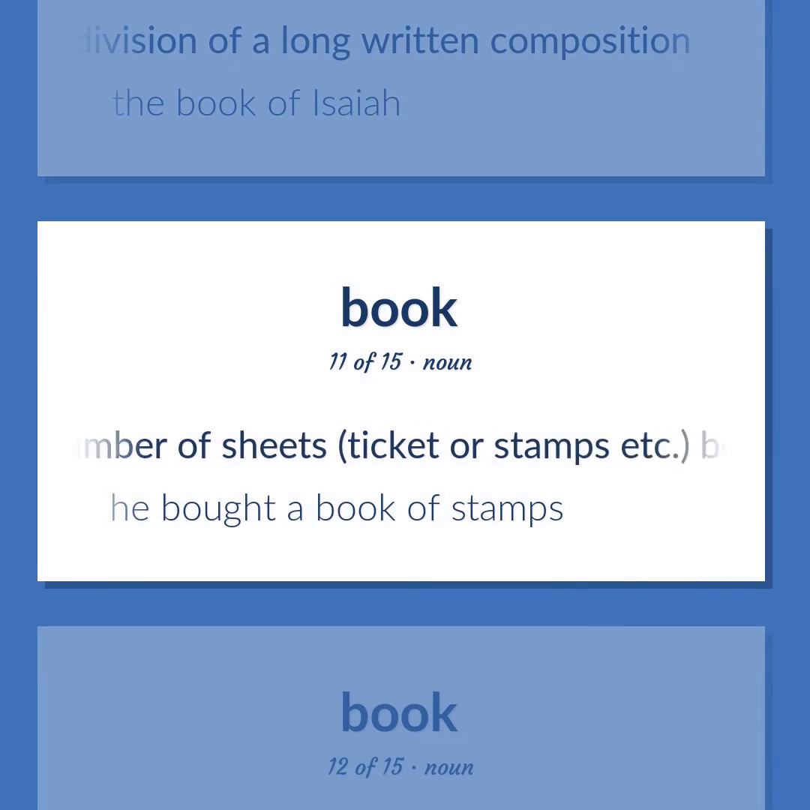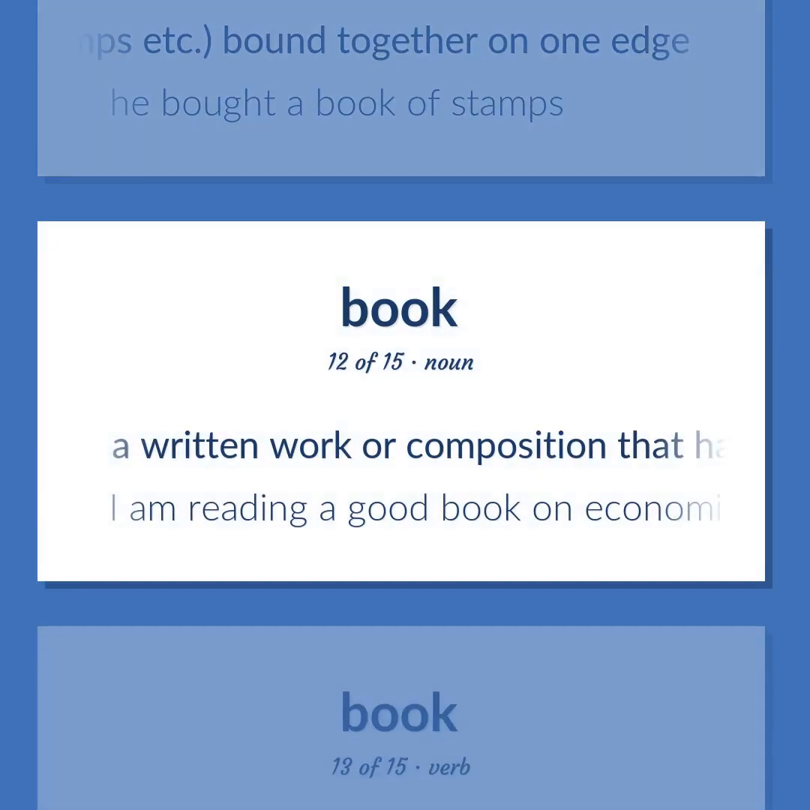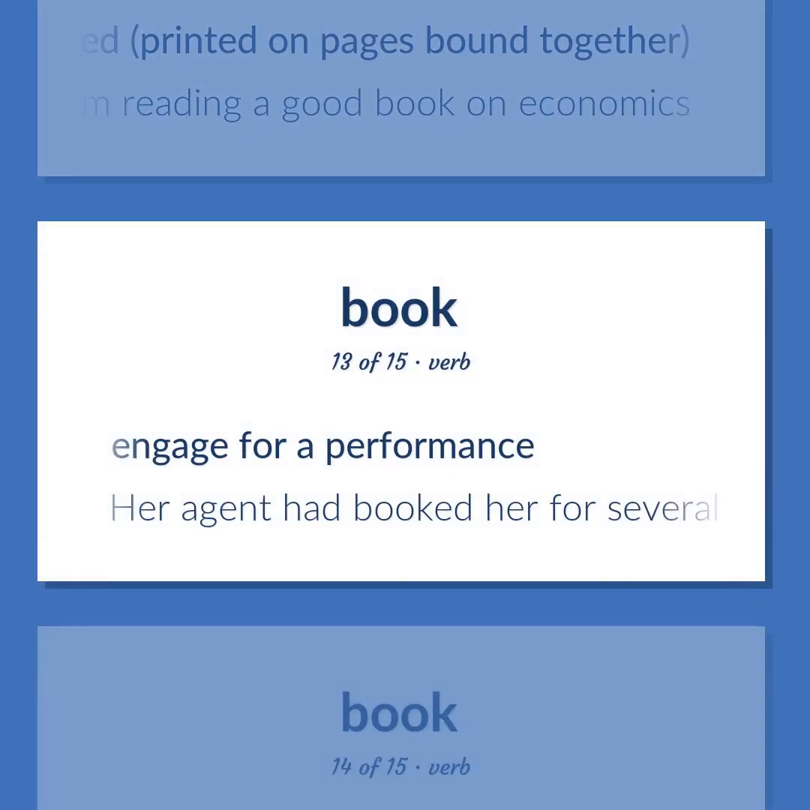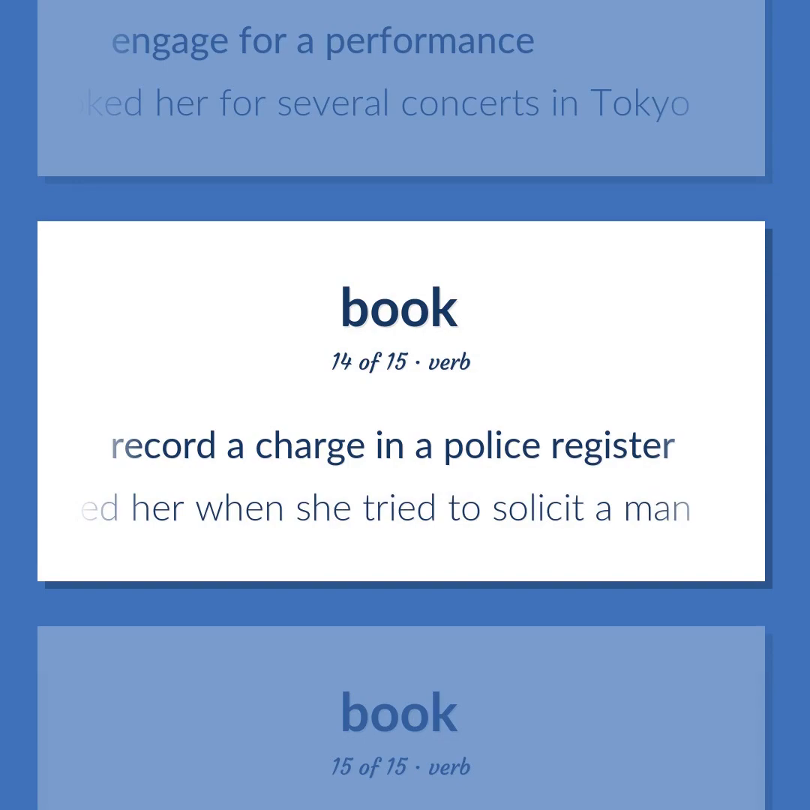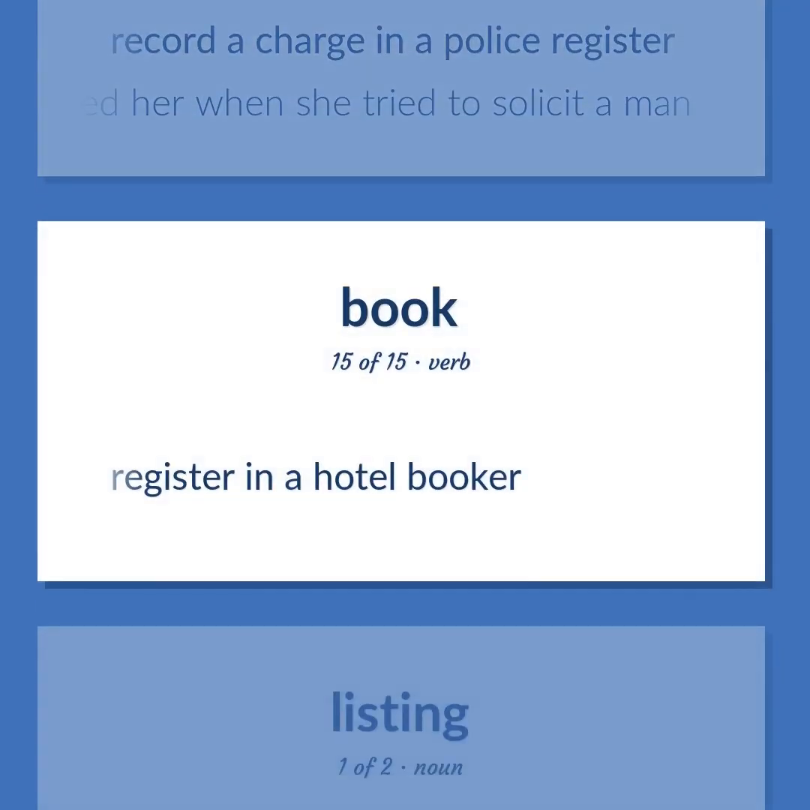A number of sheets, tickets or stamps, etc., bound together on one edge. He bought a book of stamps. A written work or composition that has been published, printed on pages bound together. I am reading a good book on economics. Engage for a performance. Her agent had booked her for several concerts in Tokyo. Record a charge in a police register. The policeman booked her when she tried to solicit a man. Register in a hotel.